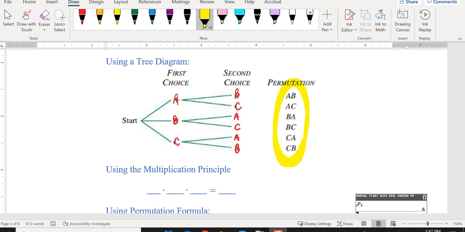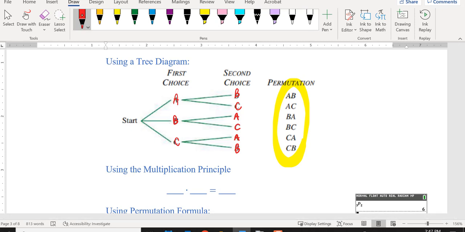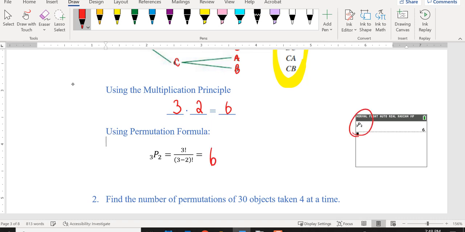Okay, what if we wanted to use the multiplication principle? You only want to do 2 choices. The first choice, you have 3 to choose from. And on the second choice, you've already used one of them, so you would only have 2 remaining to pick from. And what is 3 times 2? It is 6. All right, now, what if we use the permutation formula? We have 3 objects, and we want to choose 2 of them. The permutation of 3 choose 2, I did it over here on my calculator, is 6.